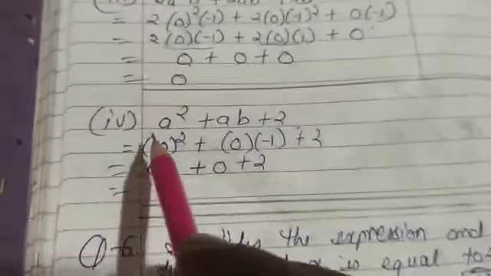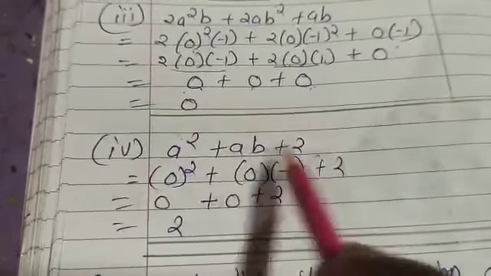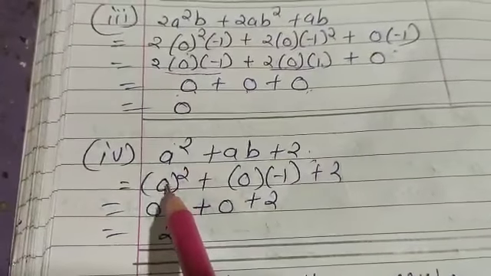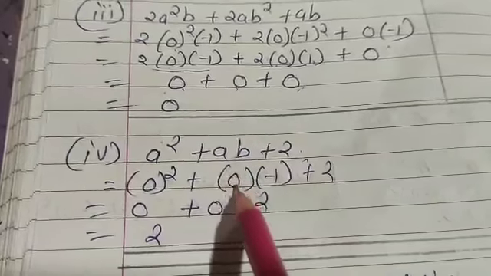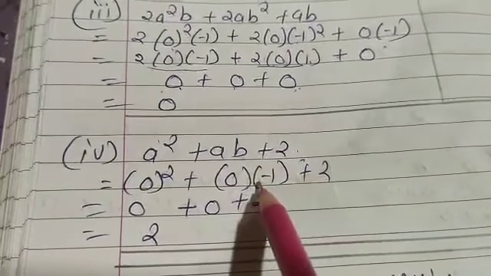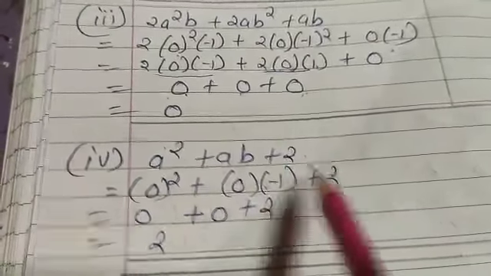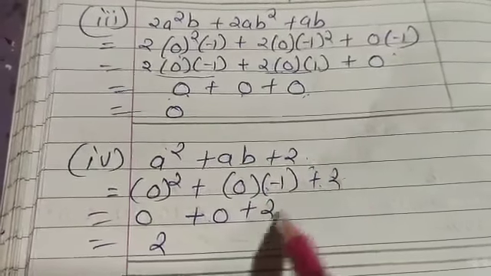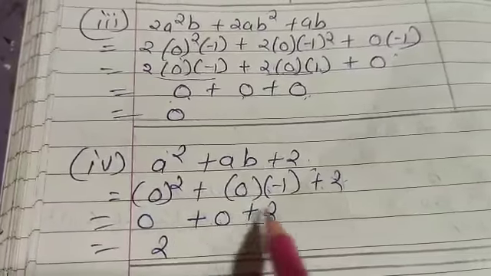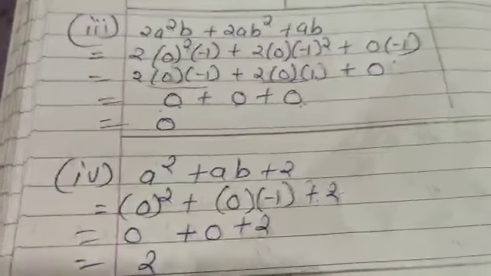Now the next sum is a square plus ab plus 2. In place of a you have to put 0 and whole square, plus in place of a put 0, in place of b put minus 1, and write down this 2 as it is. Now square of 0 is 0, 0 into negative 1 is 0, plus 2 write down as it is. Now 0 plus 2 gives 2.